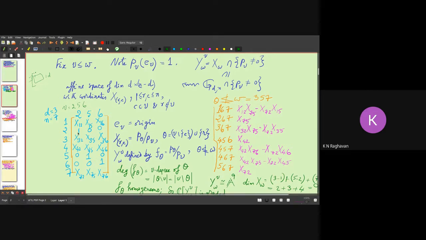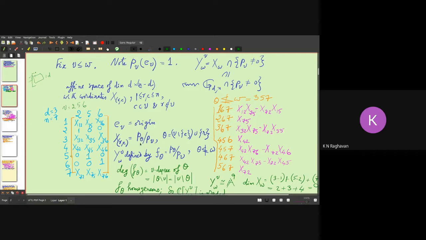And I set, you know, 2, 5, 6, the rows corresponding to V, those I make to be identity, and I take variables elsewhere. The reason why I want to make these identity is because that is precisely PV and I want to make PV equal to 1. So with this parameterization, the point EV becomes the origin. Because for EV, remember how do I get EV? I should take the identity matrix at rows of V and zeros elsewhere. So that's why EV is the origin.